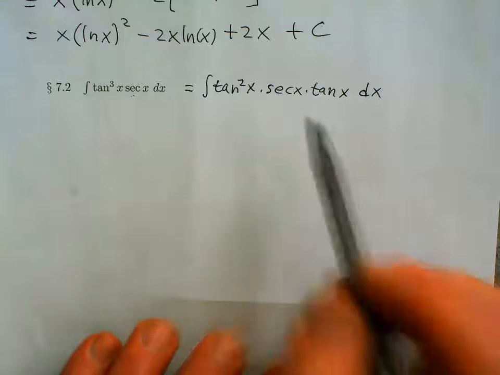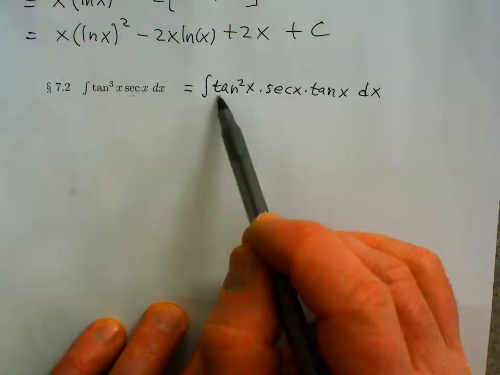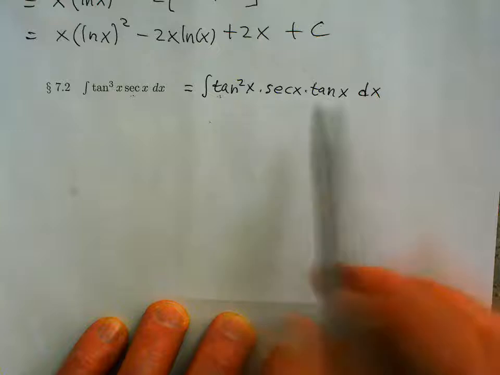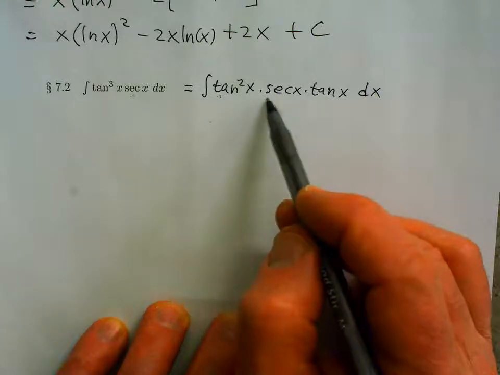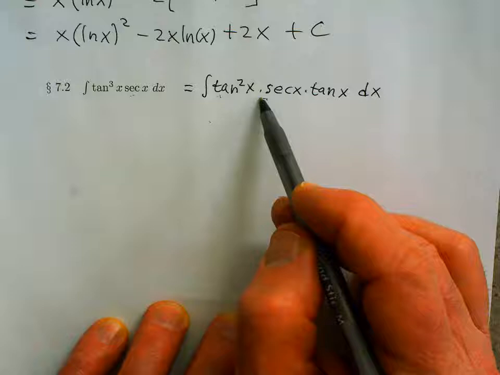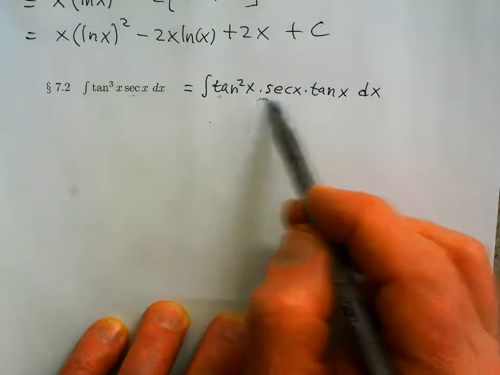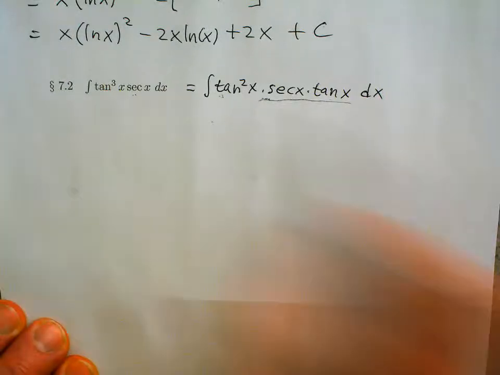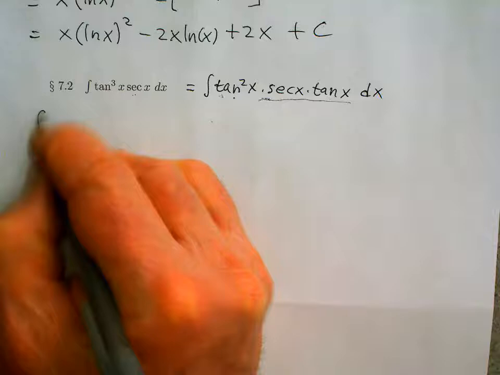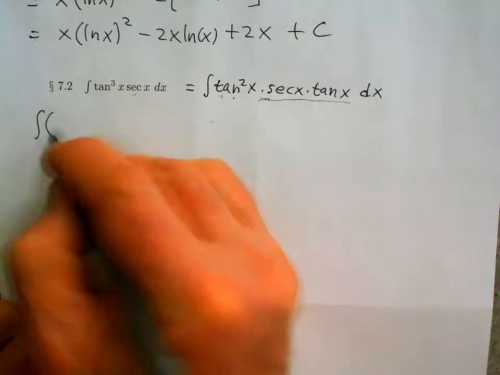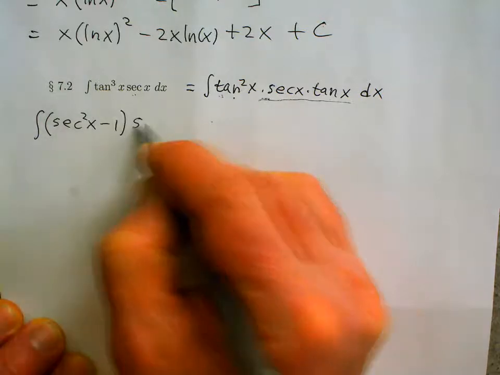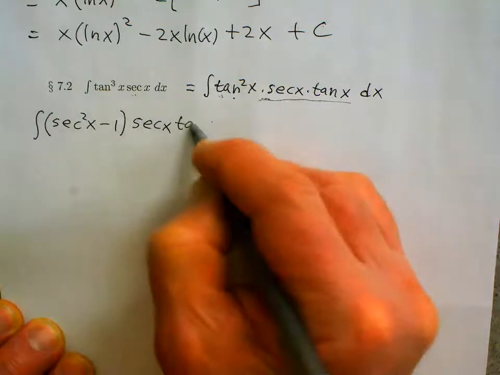What I'm thinking of is replacing tangent of x squared with secant of x squared minus 1. And what I'm also thinking is that the derivative of secant of x is secant of x times tangent of x. So replace tangent of x squared with the quantity secant of x squared minus 1, and then times secant of x times tangent of x.